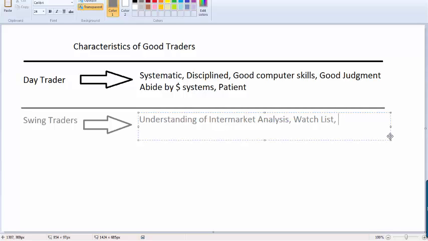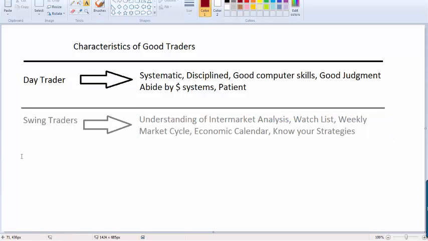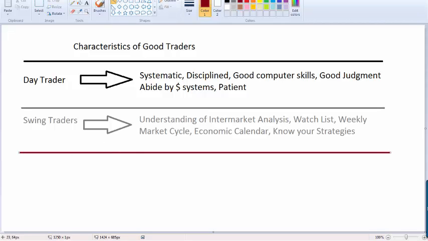I think that you need to use more than one product most often, but not necessarily. That's going to get more into position trading. I think to be a good swing trader, you also have to understand the weekly market cycle. You need to be able to read the economic calendar. And you have to know your strategies. Okay, exactly what are you going to do, why, when, how, what. Now, the next one, what does it take to be a good position trader?